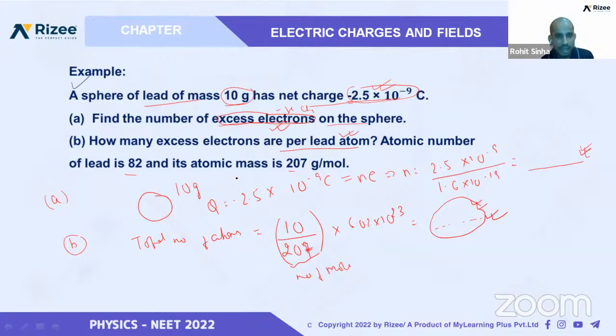Now the question is asking how many excess electrons per atom. What we will do? Suppose we get X here and Y here. This much atoms we have from this much gram of lead. Now, for the number of excess electrons, we will take the ratio of X by Y and we will get some answer, and that will be the answer of our B question.